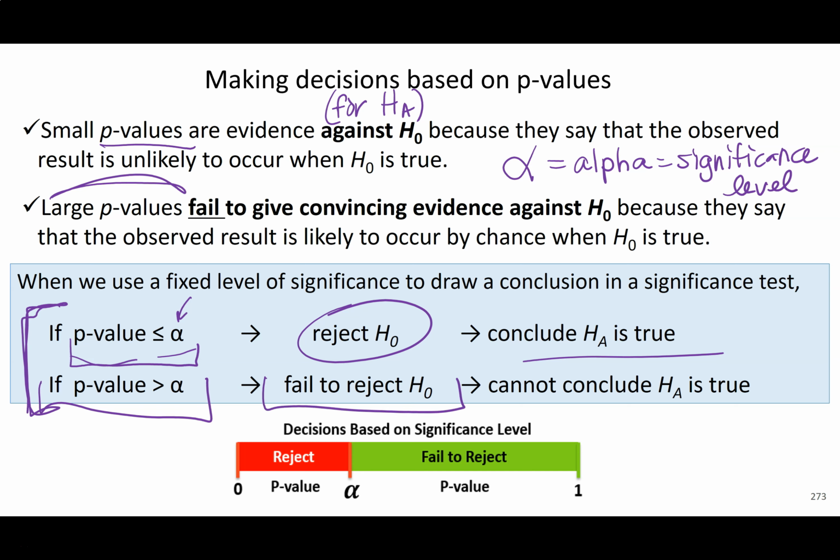And we are very, very particular about that language. We fail to reject. We do not accept it. We fail to reject it. It's basically saying, hey, we do not have enough evidence to say the null is not true. We can't say the alternative is true here. So, handy little visual there that here's your alpha level. It's going to be between 0 and 1. Anything between alpha and 1 is going to be a fail to reject. Anything between 0 and alpha will be a reject.